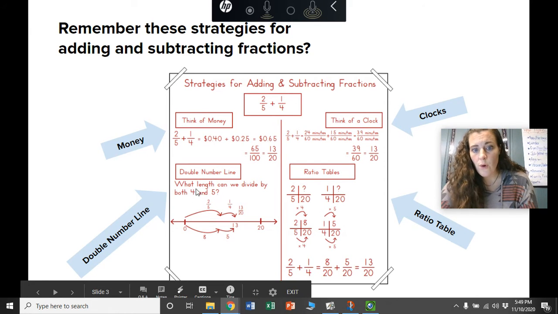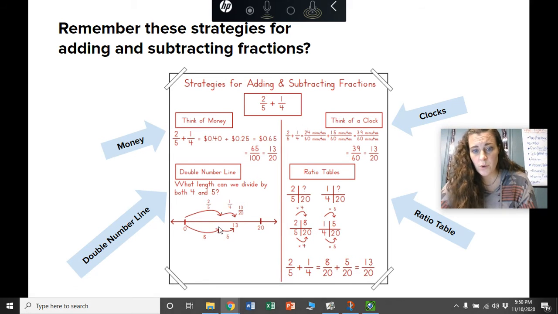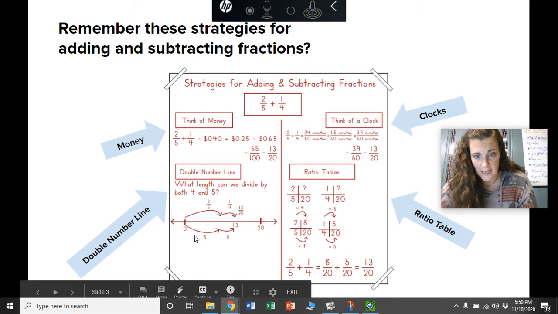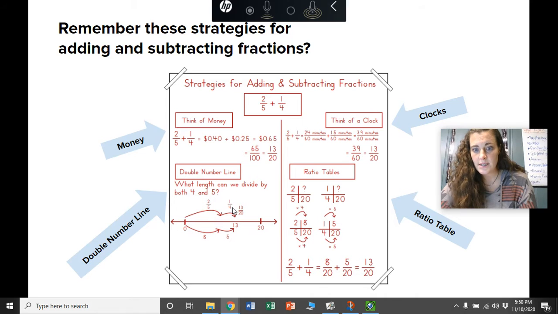We can use a double number line. Remember, what number do 4 and 5 have in common? 20, right? 4 times 5 is 20. And then I think, okay, 2/5 of 20 jumps me 8. 1/4 of 20 is 5. 8 plus 5 is 13, so 13/20ths.